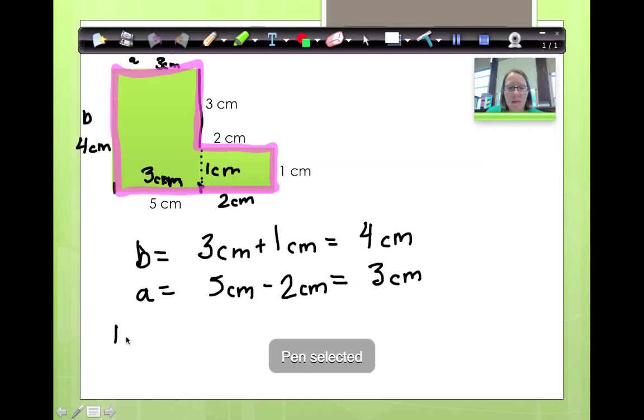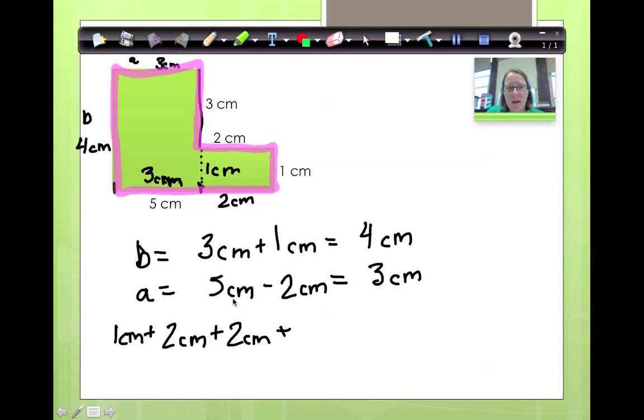Okay, so 1 centimeter plus, how many 2 centimeters? 1, 2. So 2 centimeters plus 2 centimeters. How many 3s? 1, 2 3s.